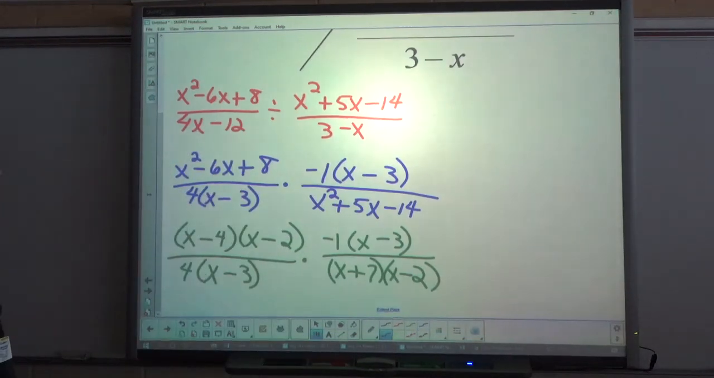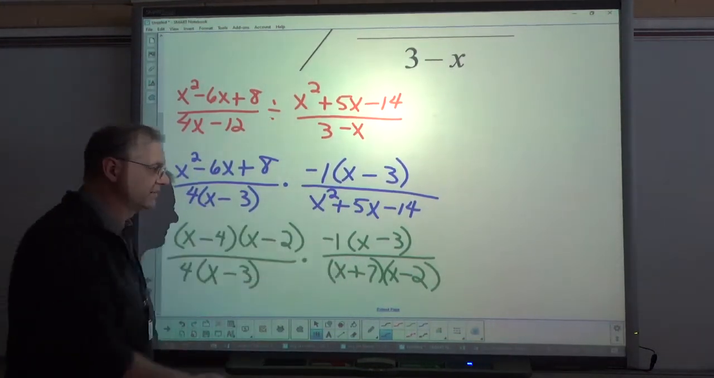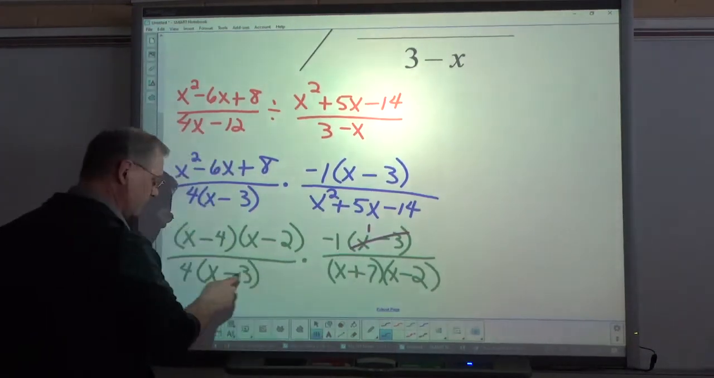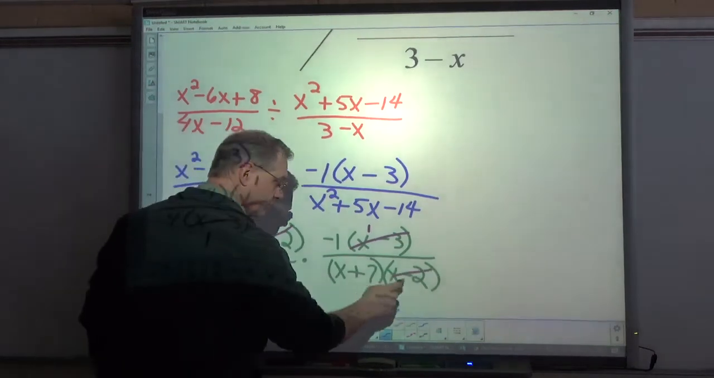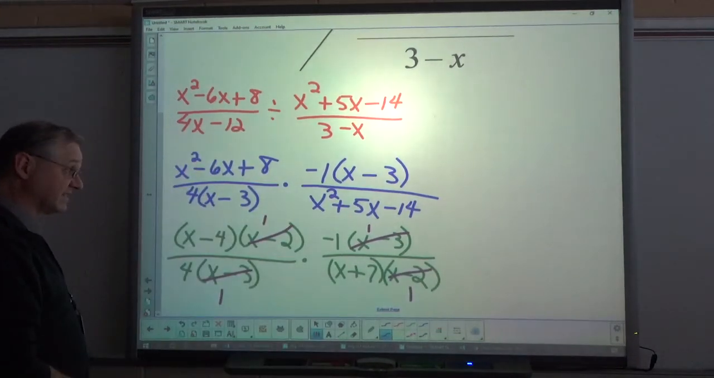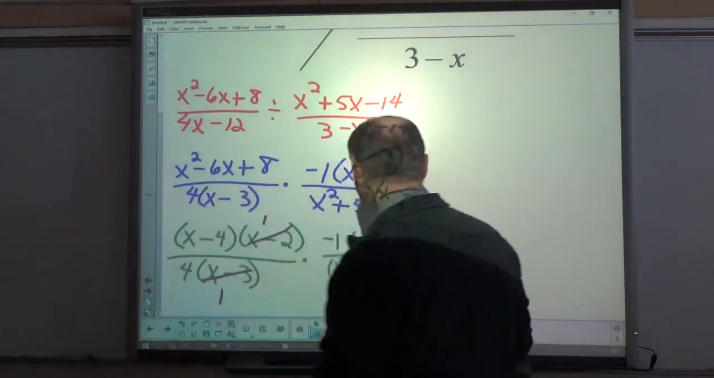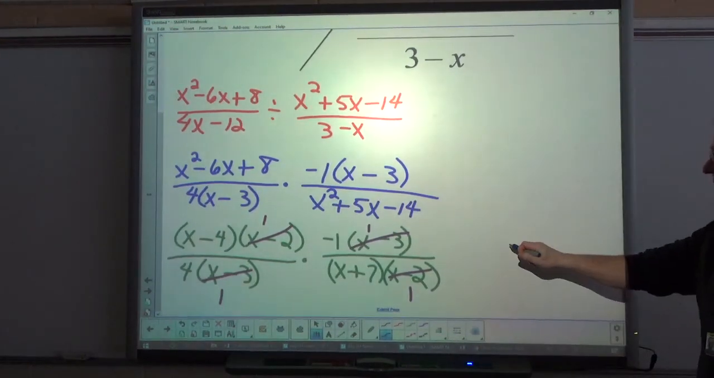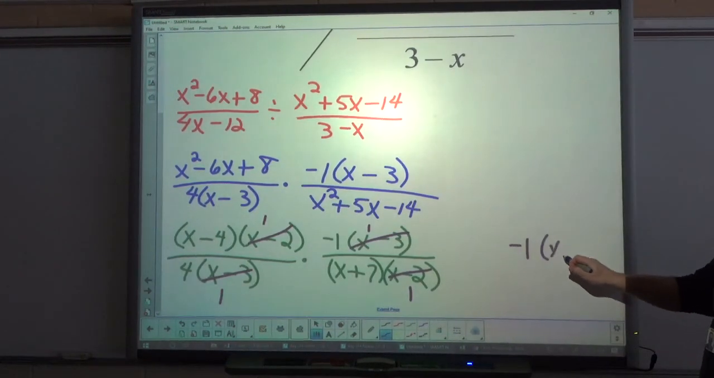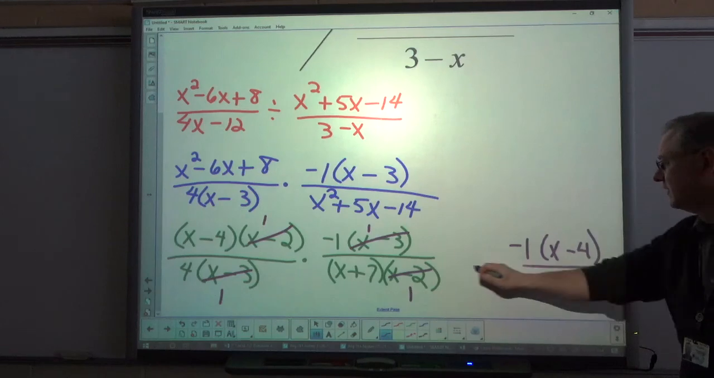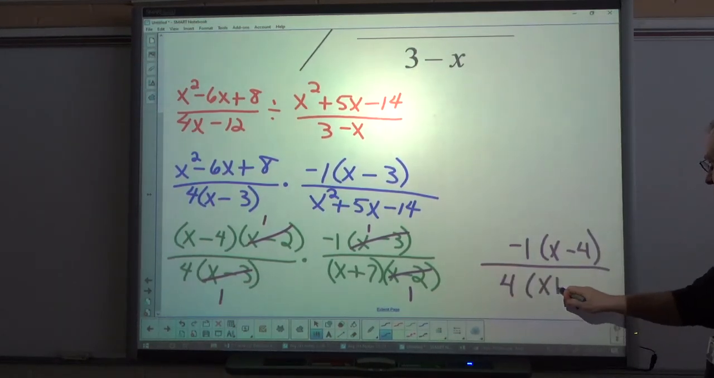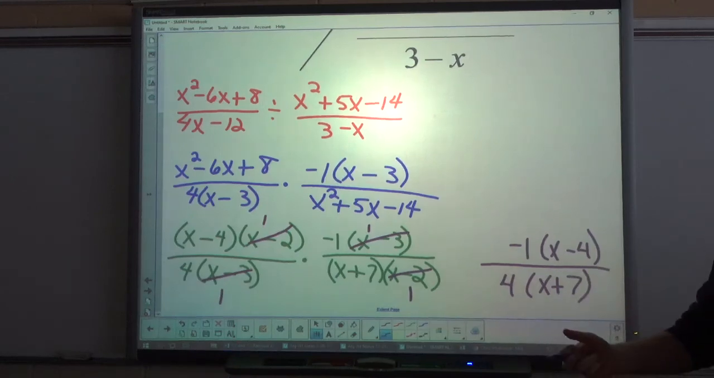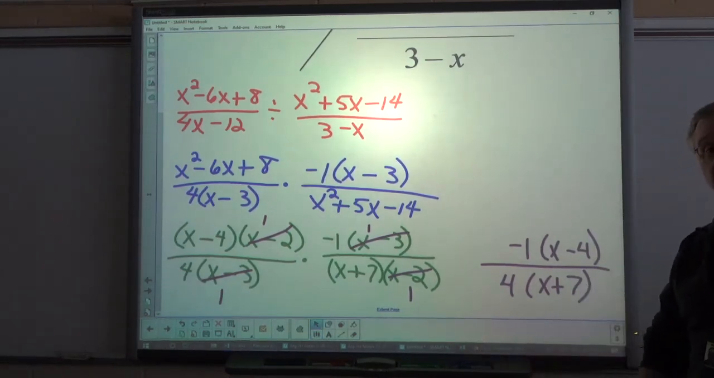Let's see. X minus 3 with x minus 3. X minus 2, x minus 2. That's it. All right. What I have left on top is a negative 1 and an x minus 4. What I have left on bottom is a 4 and an x plus 7. And there you have it, your answer. That is as far as we can go.